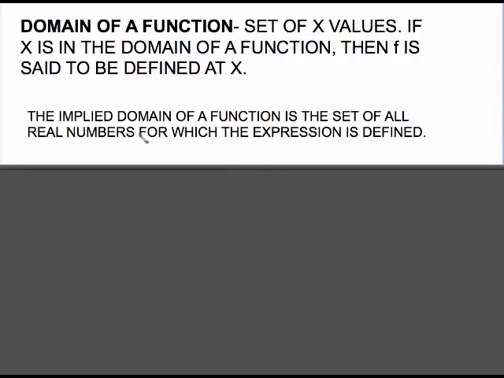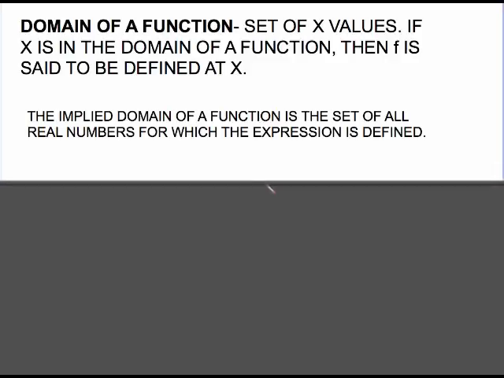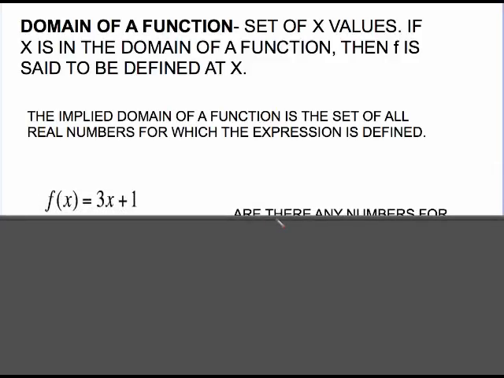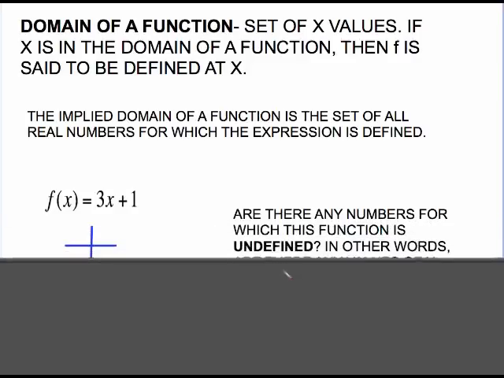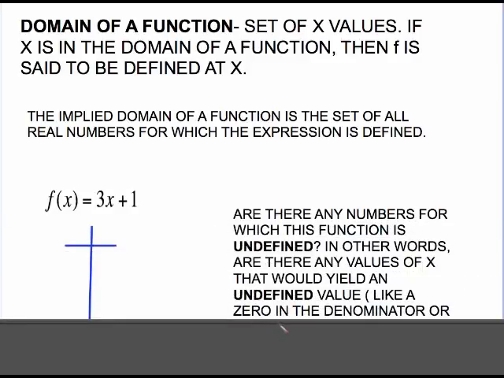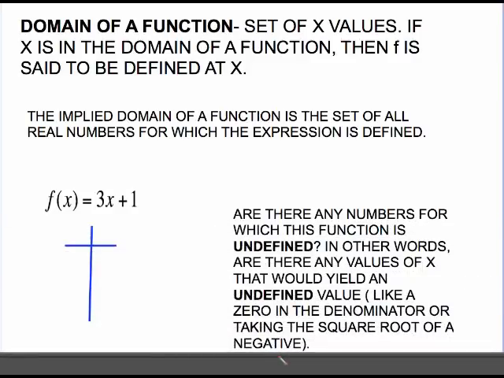The implied domain of a function is the set of all real numbers for which the expression is defined. The reason we have implied domain is that sometimes the domain of a function is actually expressed. But right now we're talking about functions whose domain is not expressed, and we have to figure out what the domain is. So take a function like f of x equals 3x plus 1 and ask yourself, are there any numbers for which this function is undefined?